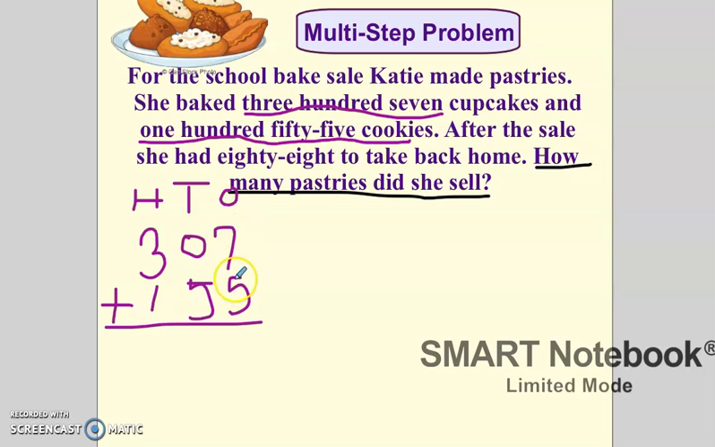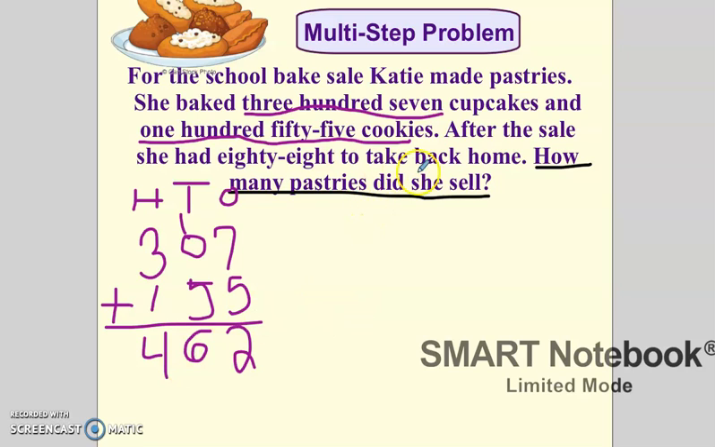Okay, my friends. 7 plus 5. What is 7 plus 5? 12. We put our 2 in the ones place and our 1 in the tens place. 5 plus 1 is 6. You got it. 3 plus 1 in our hundreds place is 4. Good job, my friends. But are we finished with our problem? No, we're not. It says after the sale, she had 88 to take back home.